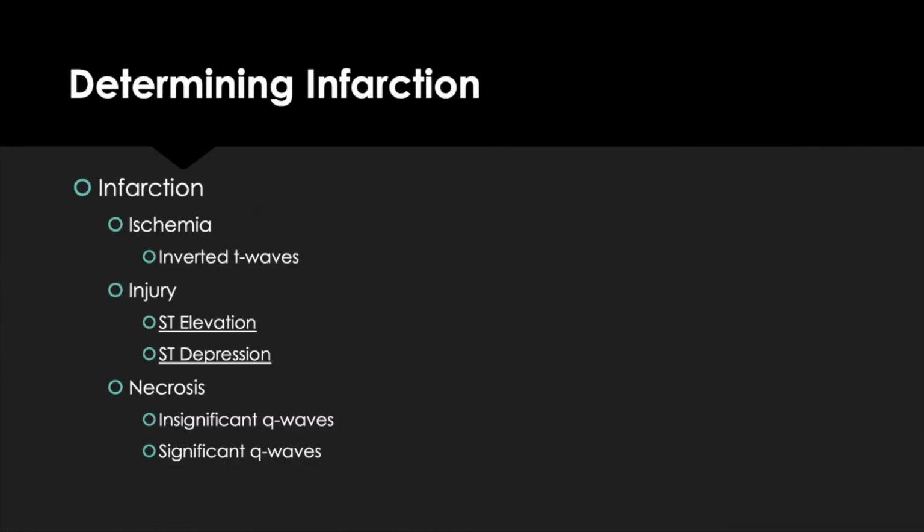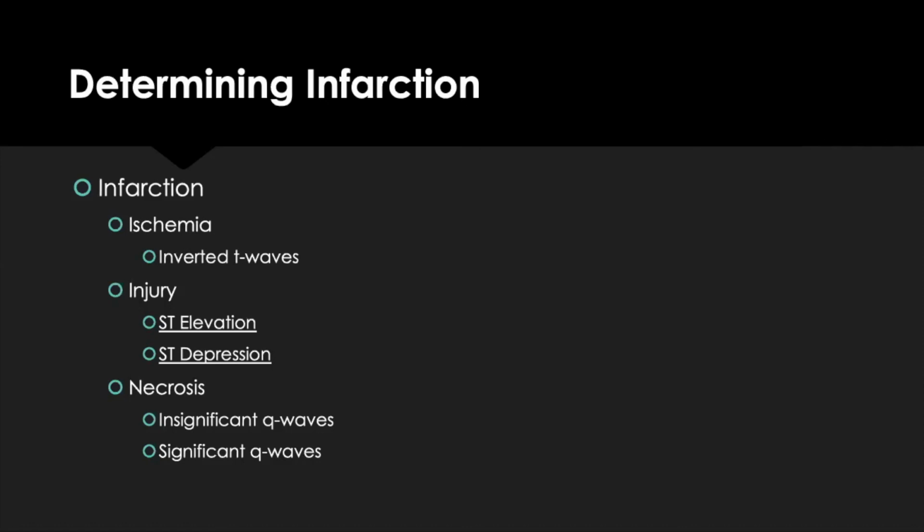So now we're going to get into infarction. And infarction basically means that a coronary artery has been completely blocked or occluded, and blood can no longer go down through the rest of that artery. An infarction of the heart can be determined in 3 different ways. An infarction triad is ischemia, injury, and necrosis, and these may not all occur at once to establish the diagnosis of an MI, a myocardial infarction.